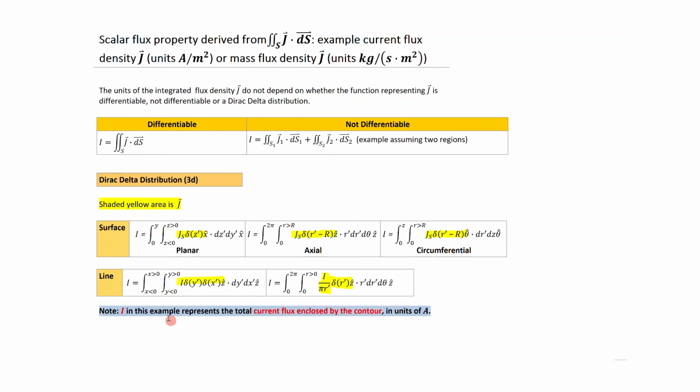So again, I in this example represents the total current flux enclosed by the contour, in units of amps. And we use a closed contour because all these problems are going to be derived from an application of Stokes' theorem.